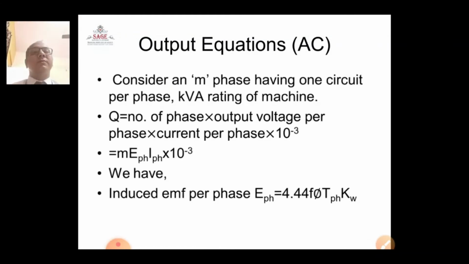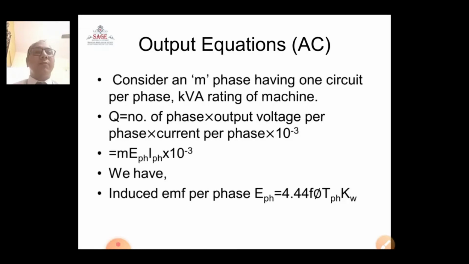particularly for three-phase induction motor or synchronous generator or synchronous machine in general. If we know the total number of phases, machines can be of single phase, two phase, three phase. You know that the servo motors are generally of two phase, and heavy induction motors are generally of three phase.